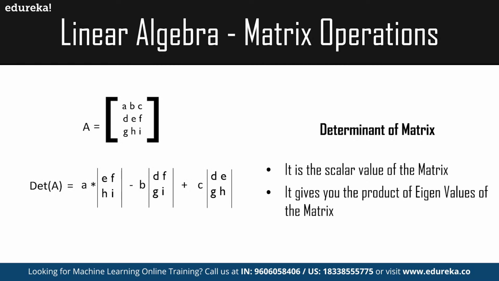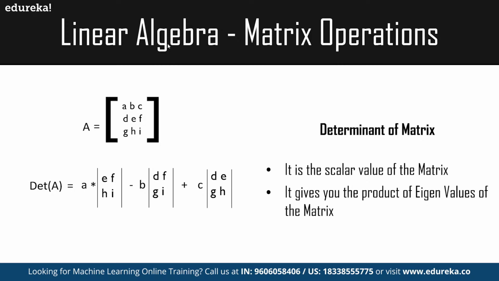So basically it is a scalar value of a matrix, and it gives us the product of the eigenvalues of the matrix. As a small overview, the determinant is a value of a matrix, a scalar. So basically the determinant gives us the product of the eigenvalues of the matrix, and it can be found by the following operations. So we have the matrix here as A, B, C, D, E, F, G, H, I.